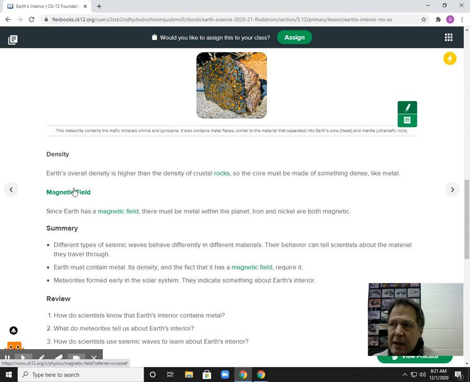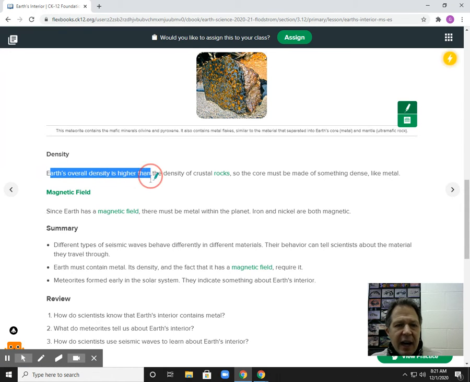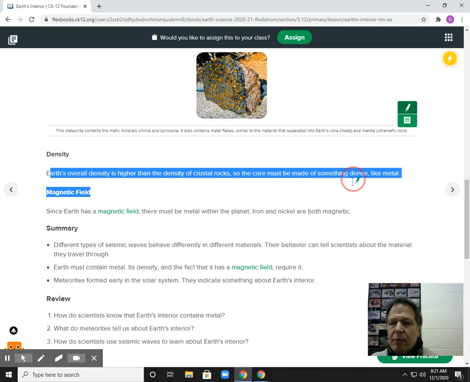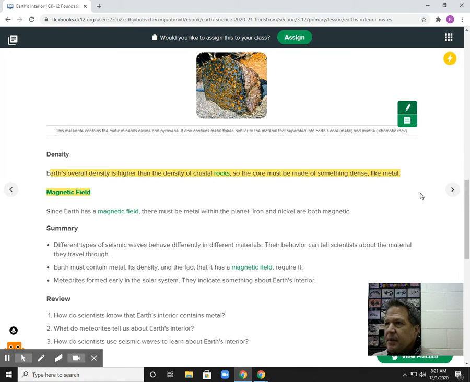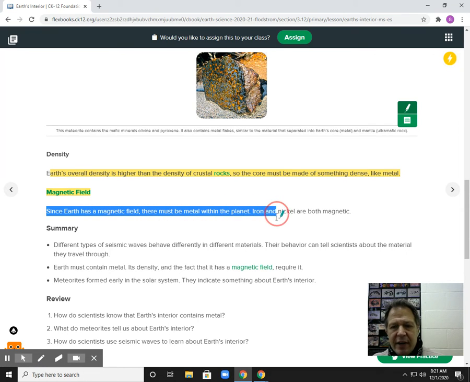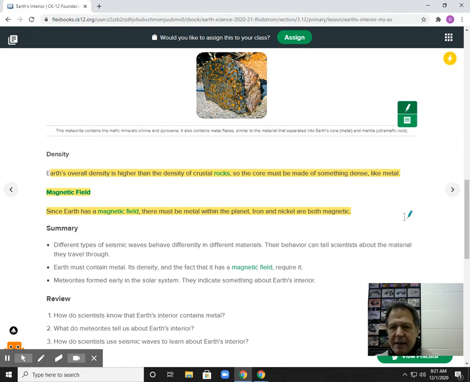Density. Density is how much matter is within a certain area. The Earth's overall density is higher than the density of just rocks. So the core must be made of something more dense, such as a metal. That's how they've come to the conclusion that the inner core is iron and nickel. It's a metal. Also, since the Earth has a magnetic field, there must be metal within the planet. Iron and nickel are both magnetic. That also leads to that conclusion, or that theory.